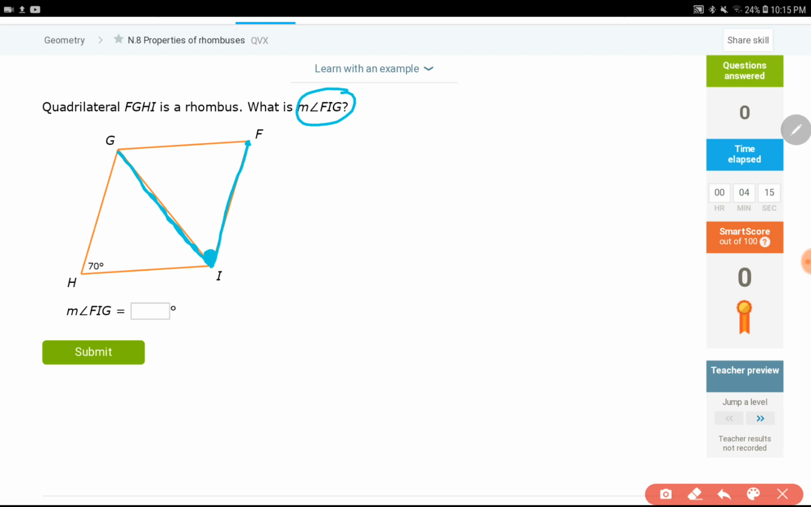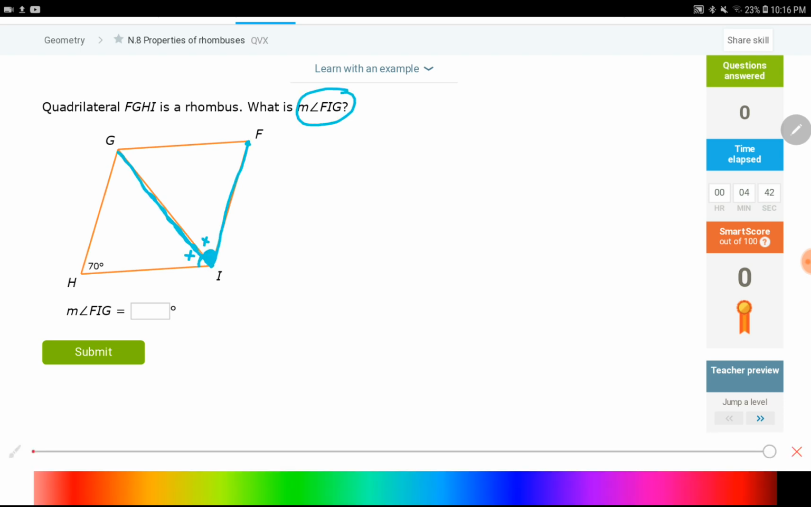Okay, that angle and this right here are the same. By the way, this is another property of a rhombus. So let's say this right here is X, so that one is X as well. And there are multiple ways to solve this question. Here is one of them, and then I will do another one. These two, when you add them together, there are two X's in there, so it is 2X. And then there's 70 over here.